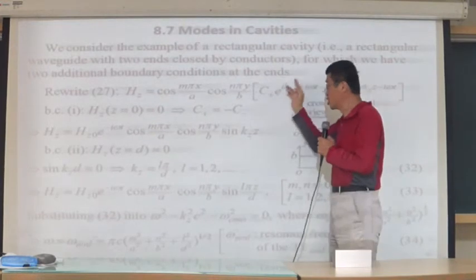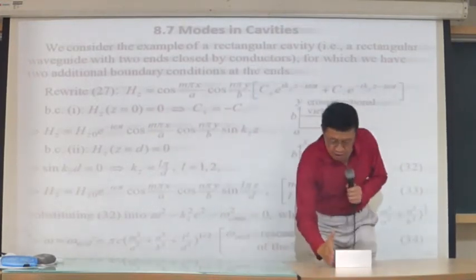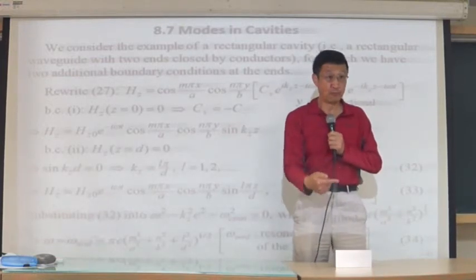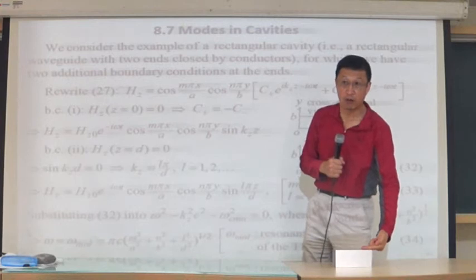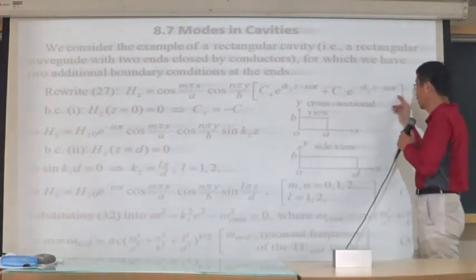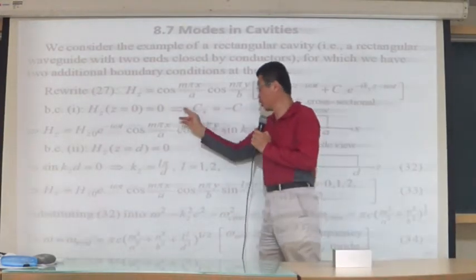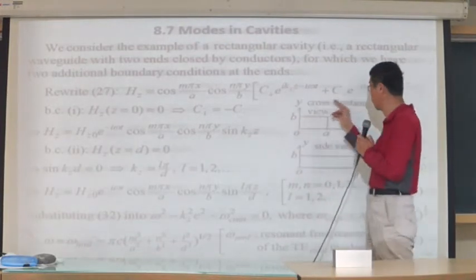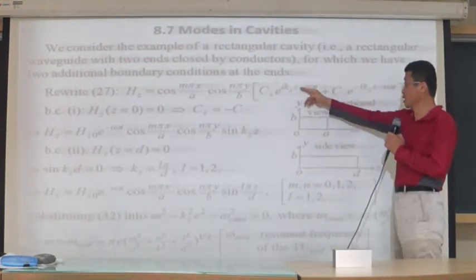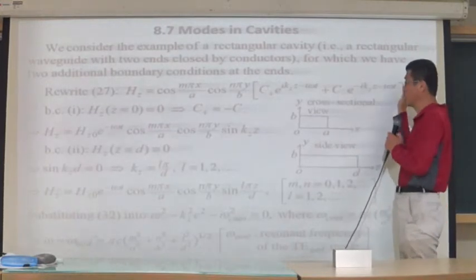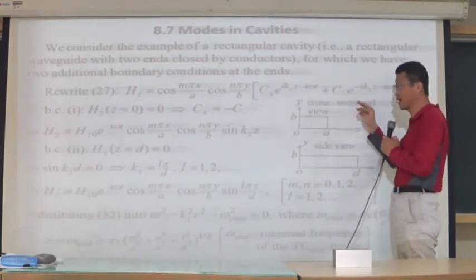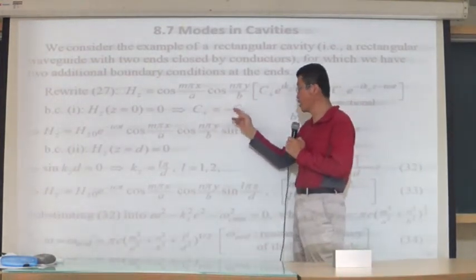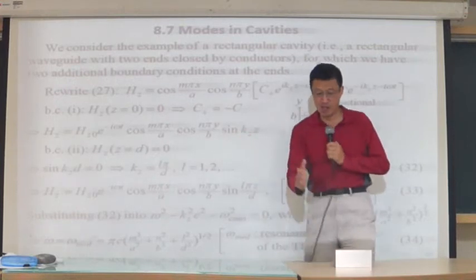But Hz at this point, this surface is a normal. The normal B field should be 0. Therefore, you can expect that at this point C plus equals C minus, because z equals 0, and exponential minus i omega t. So C plus plus C minus is 0. Therefore, C plus equals minus C minus. That's the first boundary condition.